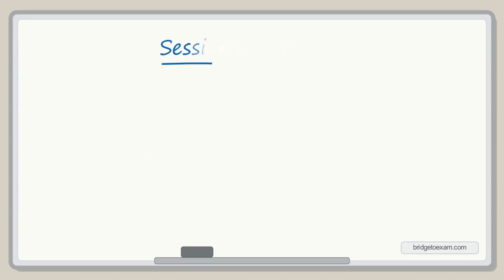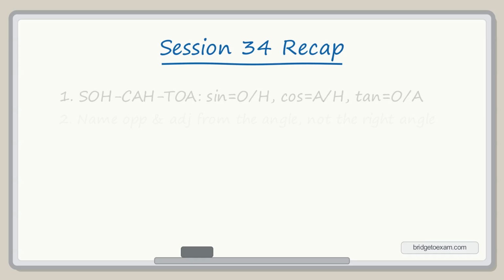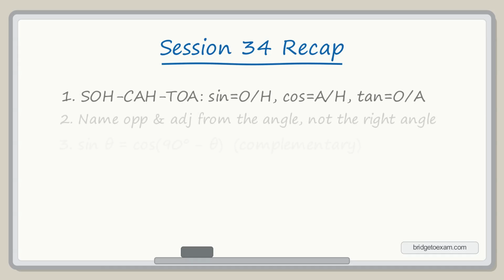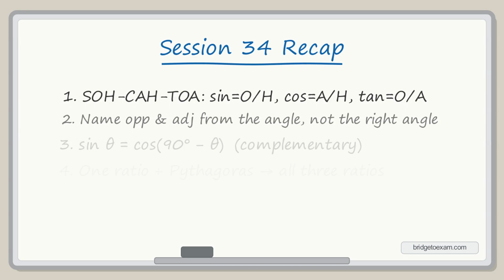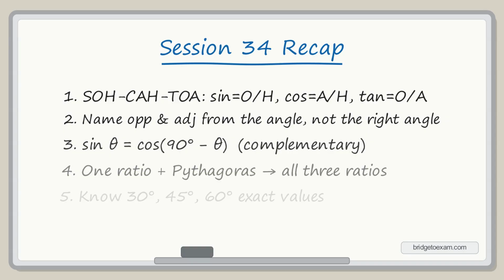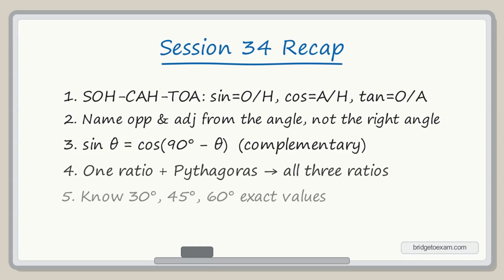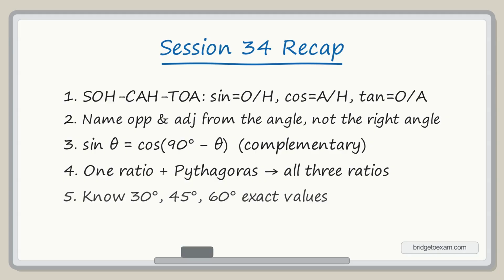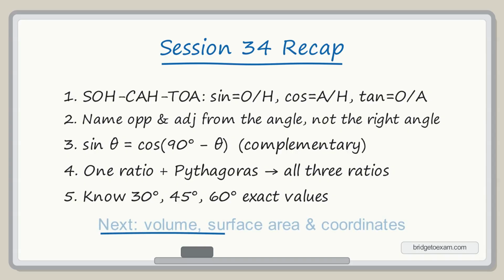Let's recap session 34. SOH-CAH-TOA gives sine as opposite over hypotenuse, cosine as adjacent over hypotenuse, and tangent as opposite over adjacent, always named from the angle. The complementary identity says sine theta equals cosine of 90 minus theta. From any one ratio, the Pythagorean theorem gives the other two. And you should know the exact values for 30, 45, and 60 degrees.